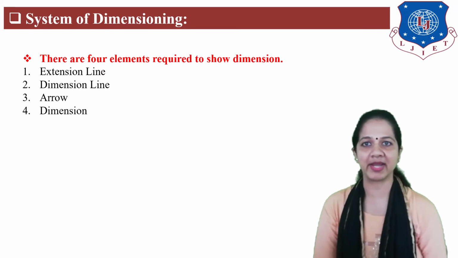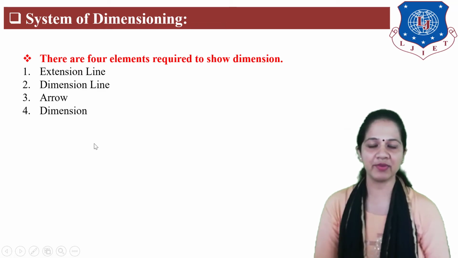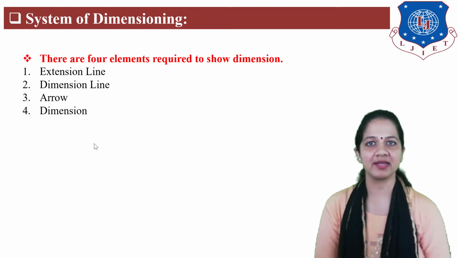There are 4 elements required to show the dimension. First is extension line, dimension line, arrow and dimension. In the previous topic, I have just explained extension line, dimension line and dimension. So, what about the arrow?